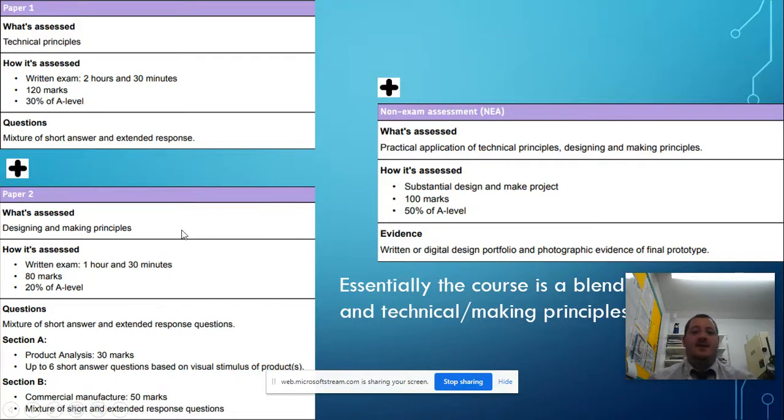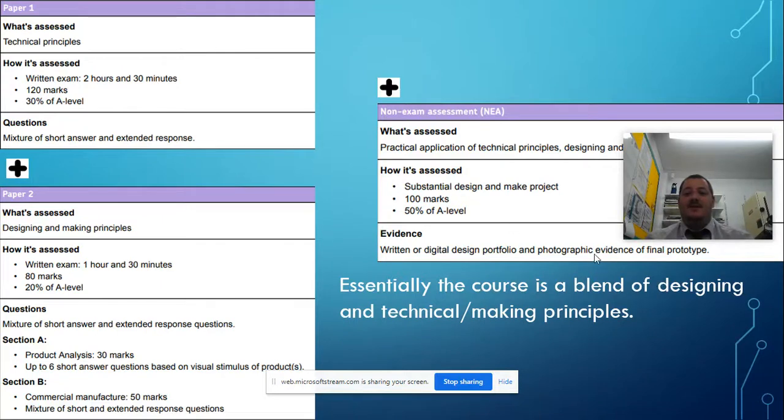In addition to that, we've got the other 50%, which is made up of a non-examined assessment, NEA, which some of you may know as the coursework. That is made up of practical activity as well as coursework portfolio. Essentially, the course is a blend of designing and technical making principles.